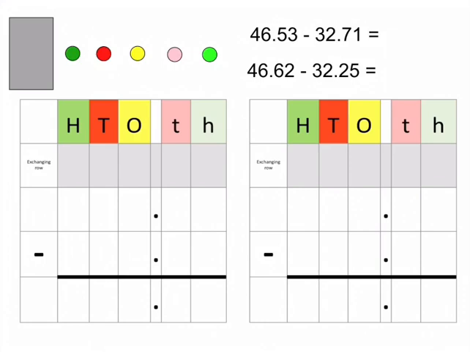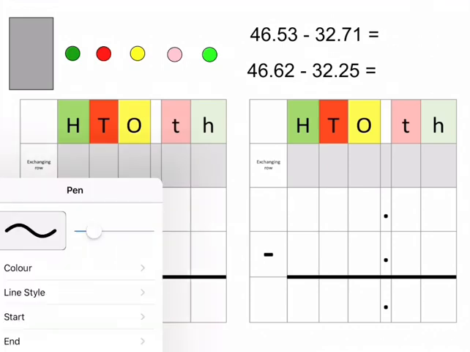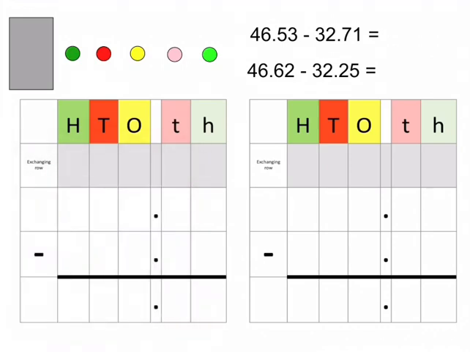Okay, 2 subtractions for this one. We're going to try some 2 decimal place numbers. So let's do the first one. 46.53 take away 32.71. Give you a second. Can you spot where the problem's going to be on that one?